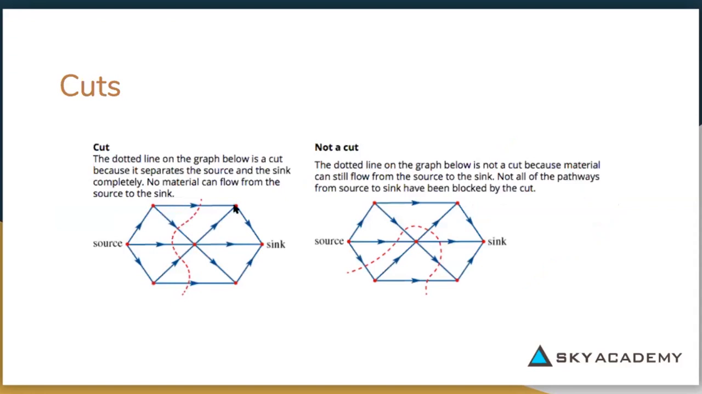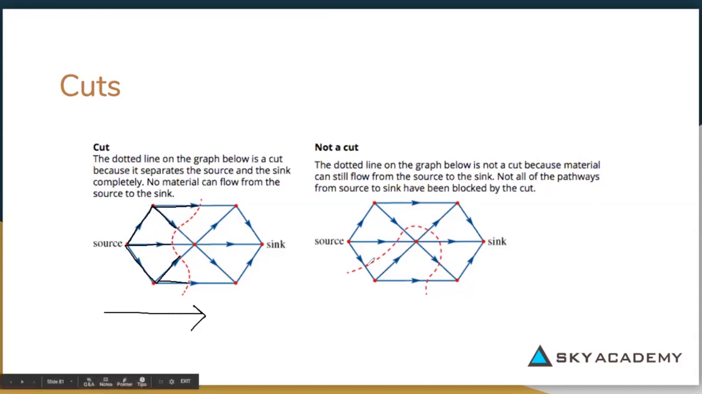Here is showing us what a cut is and what a cut is not. Here, as you can see, any material coming from the source gets blocked by the cut. And so there is no way that any material could get through to the sink. And all the edges that the cut is passing through are going in this direction towards the sink.